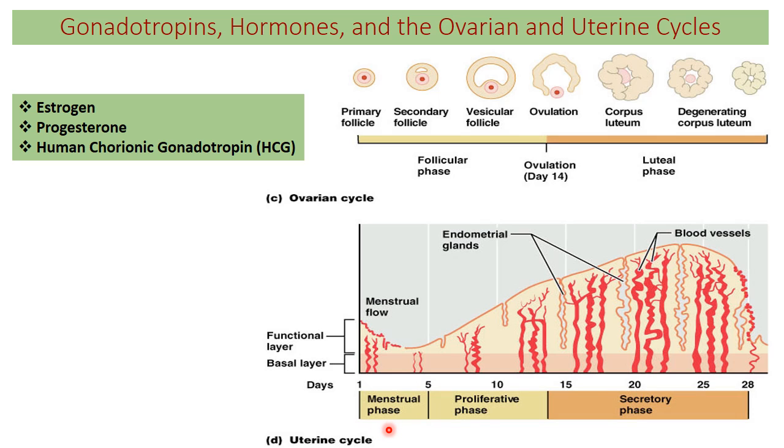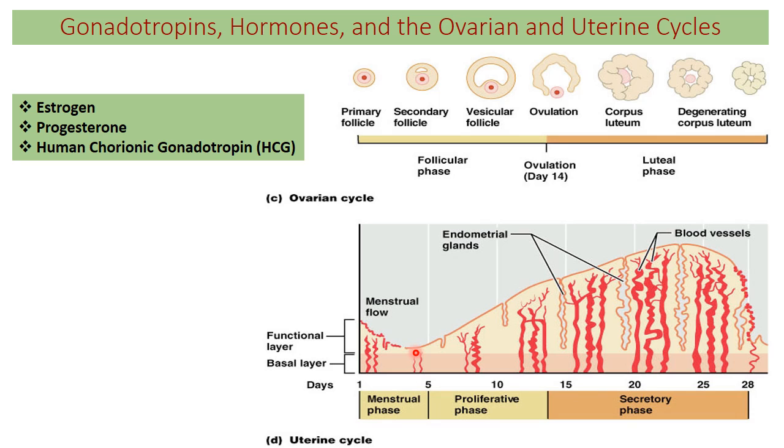And recall that as the follicle is developing in the follicular phase, it's going to start releasing the hormone estrogen. Estrogen will then have the function of rebuilding the endometrial tissue that was lost during menstruation. So the proliferative phase of the uterine cycle refers to the proliferation or the rebuilding of the endometrial tissue, and primarily due to the action of estrogen.